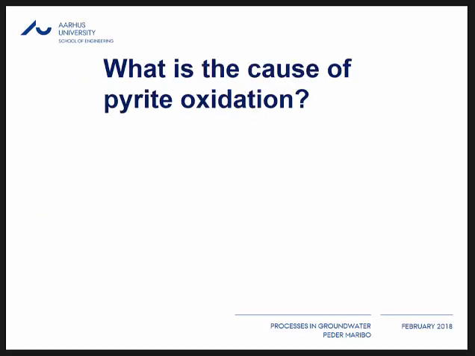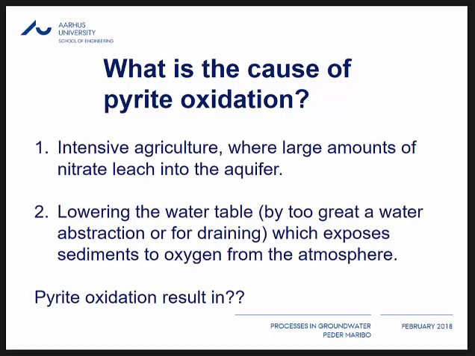So where do we see it? What causes the pyrite oxidation? Well, intensive agriculture with large amounts of nitrate leaching into the aquifer or down into the soil. That can cause the pyrite to be oxidized, and hence production of sulfuric acid, and then hopefully neutralization of the acid and increased hardness. It could also be this: when we extract groundwater, we lower the water table.